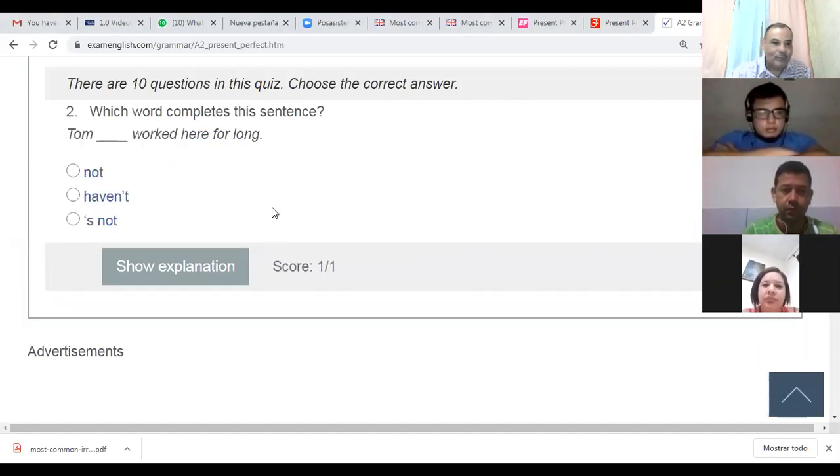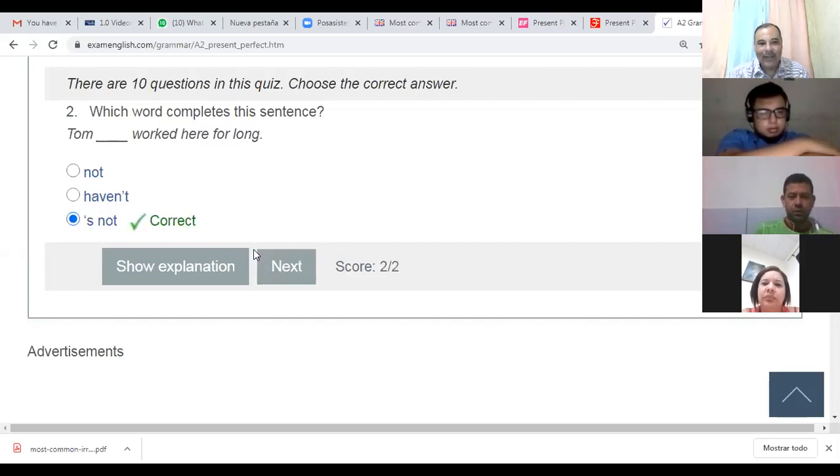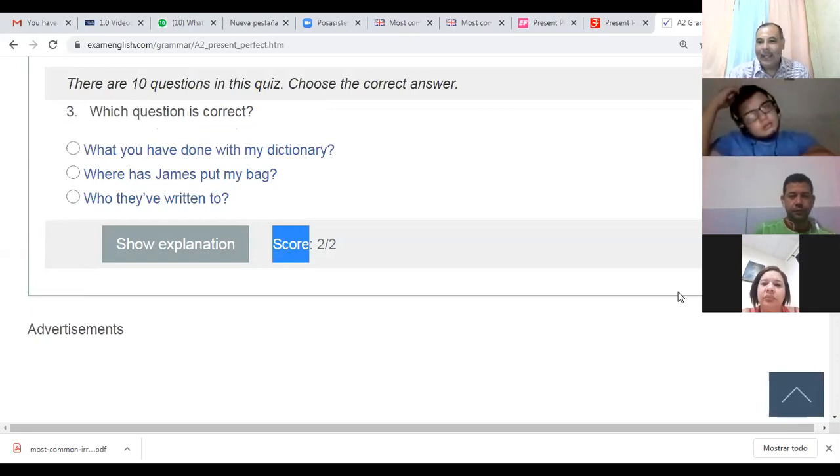Very good, correct, next. Oscar, which word completes this sentence? The second one? No, remember Tom is he. Number three, remember this contraction stands for has. So Tom has worked, this is correct. Very good, next. Osman Hernandez, which question is correct? Remember the auxiliary verb? Number two. Before the subject, right? So where has James put my bag? Number two, that is correct.